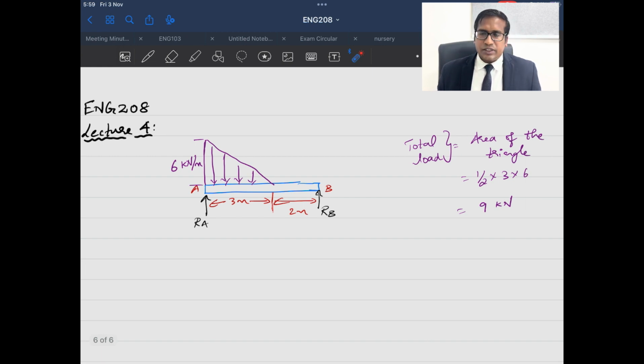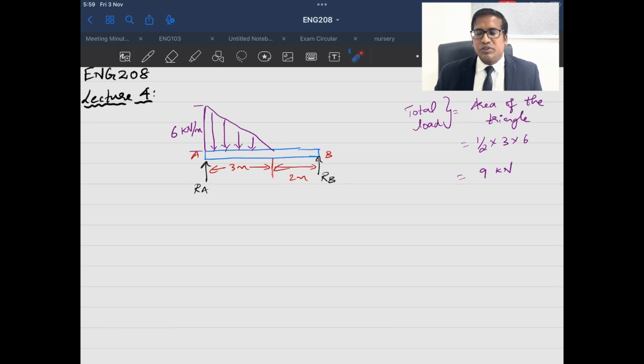Now, how to solve the reaction forces for such a problem. The only difference between a point load, a uniformly distributed load and a uniformly varying load is the total load acting and where the point of action, the line of action, is. Once you understand this difference, then things will be easy for you.